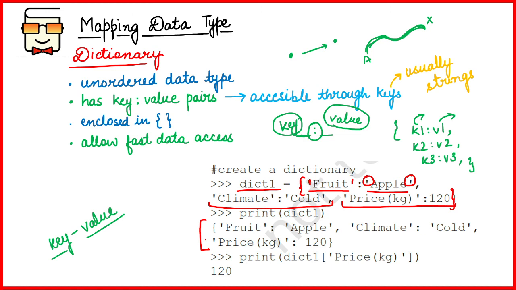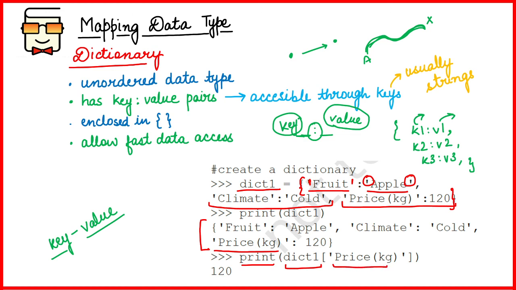Now, if you want to access a particular value that is associated with a specific key, that means you're not interested in getting to know the entire contents of the dictionary. You just want to know what is the value associated with the key which has the name price. So you will say, I want to print the value from the dictionary which has the key named price.